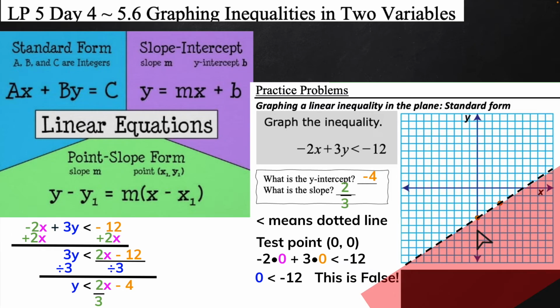So just two different ways to kind of look at that, deciding which way to shade, but just keep in mind everything shaded here is a solution to this inequality, except for the line because it's dotted. Remember, dotted line means it's not actually included. It's a starting point, but it's not actually part of the solution. A solid line means that it is part of the solution and it's a starting point. So, all right, so that's graphing an inequality in standard form.